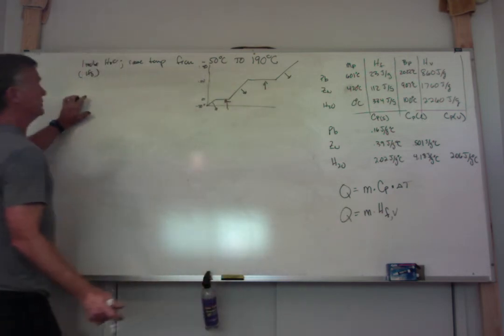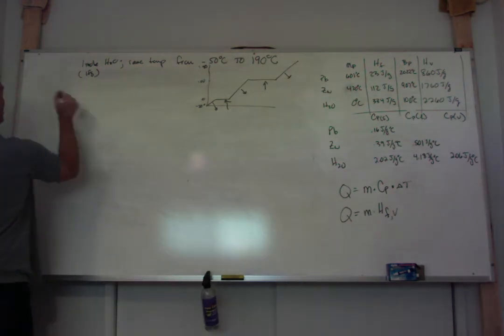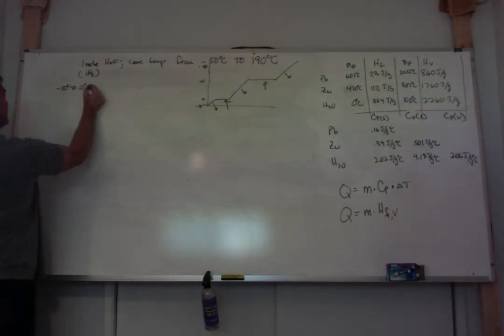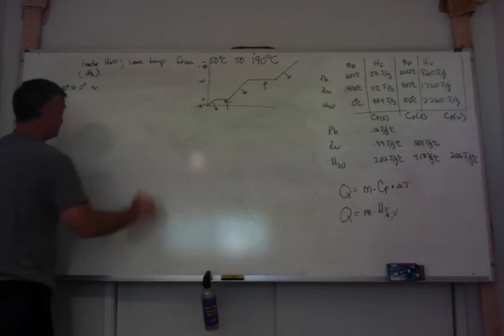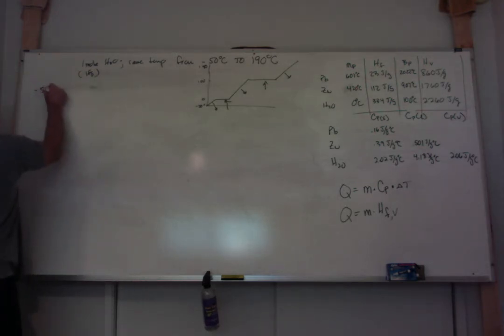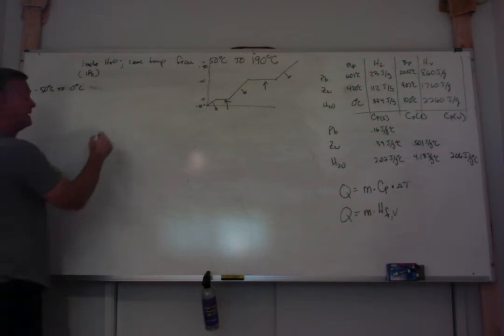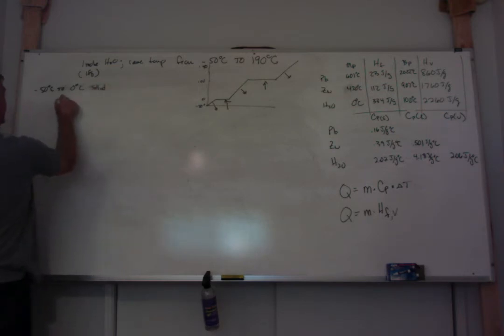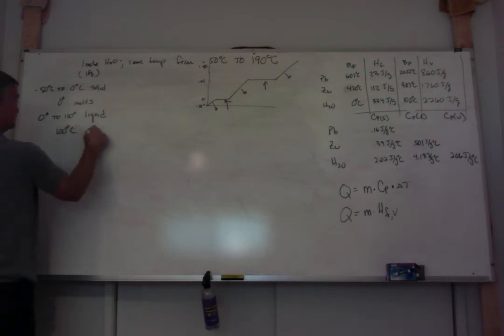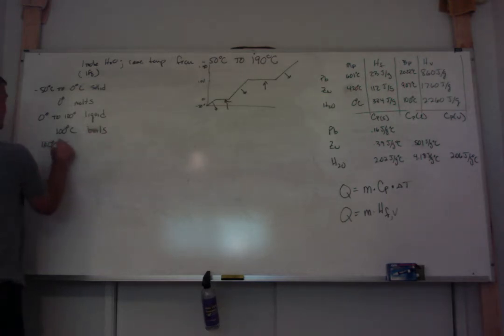So the first thing I want to do is figure out what my change in temperatures are. So what I do is this. I go from negative 50 degrees to 0 degrees. It will be a solid. Negative 50 degrees to 0 degrees Celsius. It's a solid. At 0 degrees, it melts. From 0 degrees to 100 degrees, it is a liquid. At 100 degrees, it boils. And from 100 degrees to 190 degrees, it is steam.